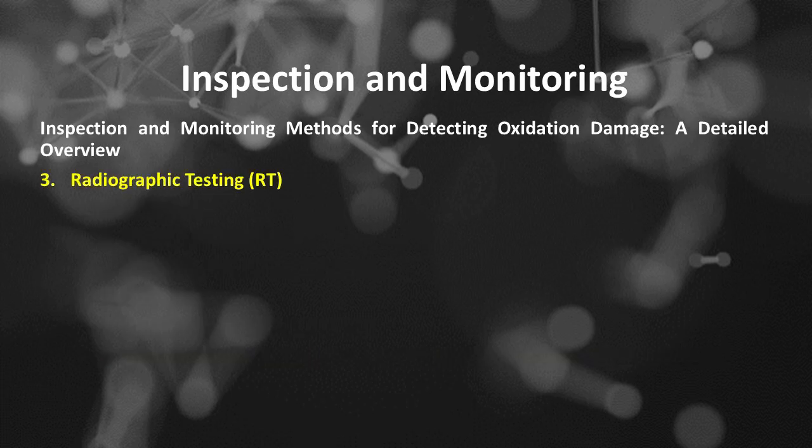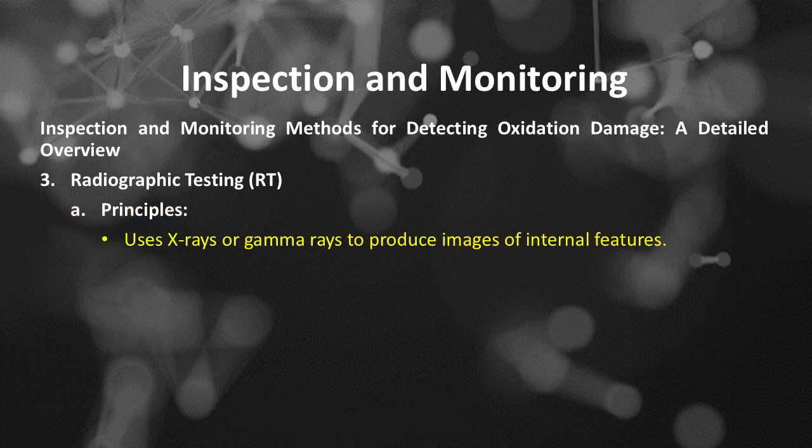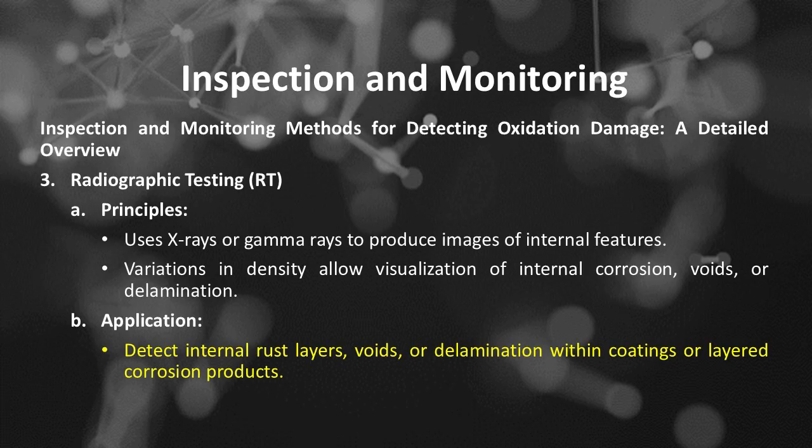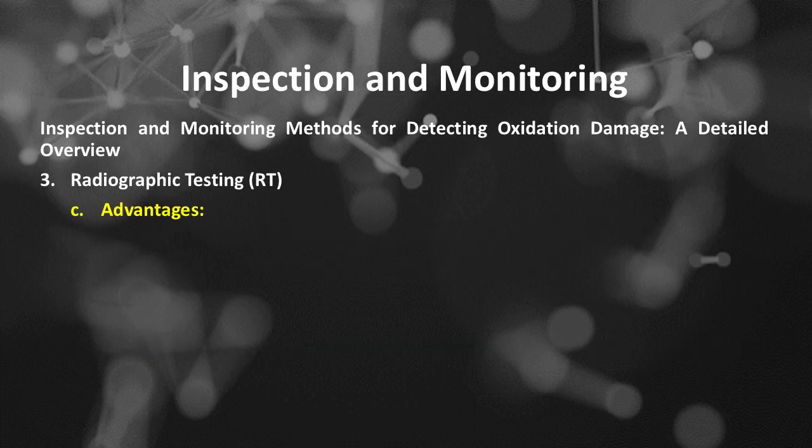Inspection and monitoring methods for detecting oxidation damage. Number 3 is radiographic testing, or RT. Radiographic testing principles include using X-rays or gamma rays to produce images of internal features. Variations in density allow visualization of internal corrosion, voids, or delamination. Radiographic testing application includes detecting internal rust layers, voids, or delamination within coatings or layered corrosion products. Radiographic testing advantages include providing detailed internal images.